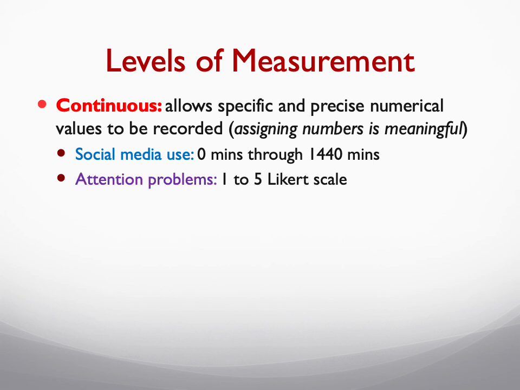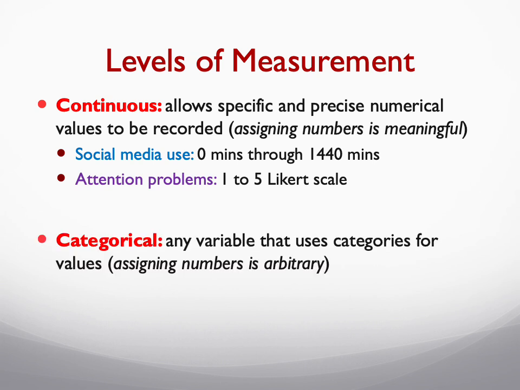Similar with attention problems, it may just be this 1 to 5 scale, but we know how participants were intended to interpret what these numbers meant. 1, 2 is disagree, 4, 5 is agree, somewhat or strongly on both ends. 3 is sort of this neutral point, maybe being uncertain. So in this case, we have these continuous measures. They range from one value to another, and these numbers have a practical, meaningful, interpretable meaning.